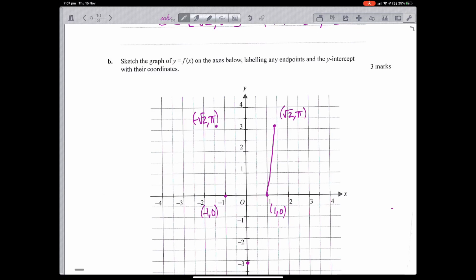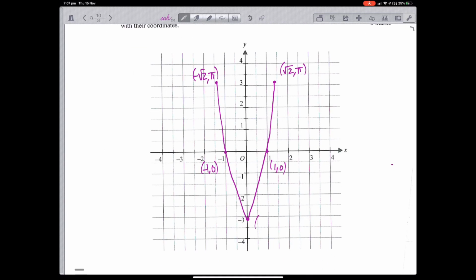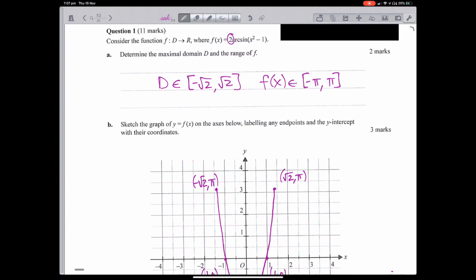Our graph looks like it goes down like that, and then it's the same on the other side. Not like that. Bloody hell. That looks reasonable. Okay, and our lowest value is 0, negative pi. Sketch the graph labeling endpoints and the y-intercept with their coordinates.